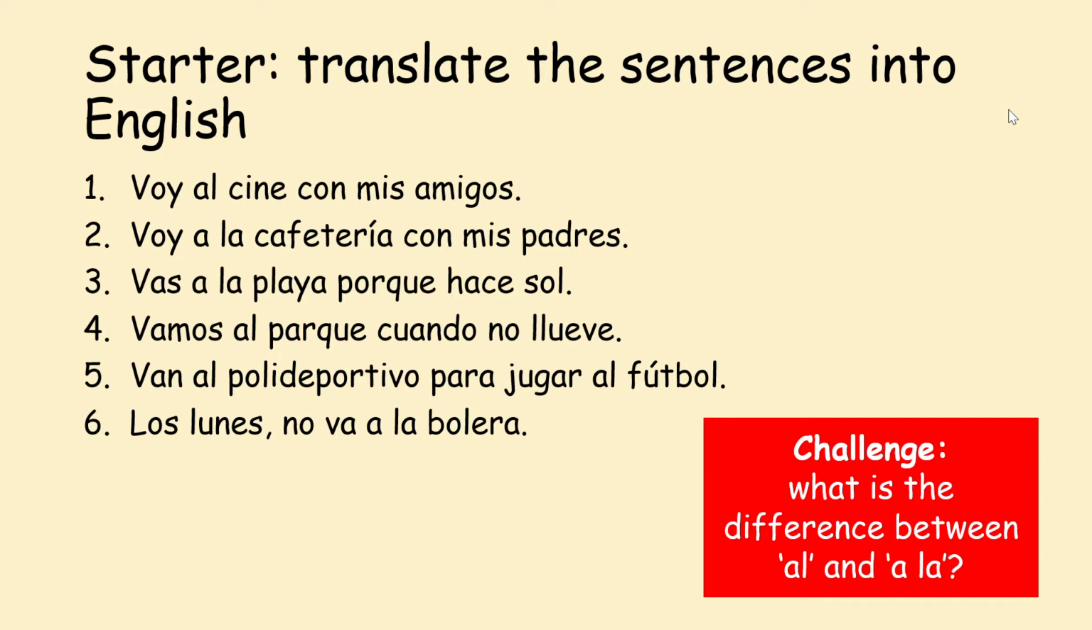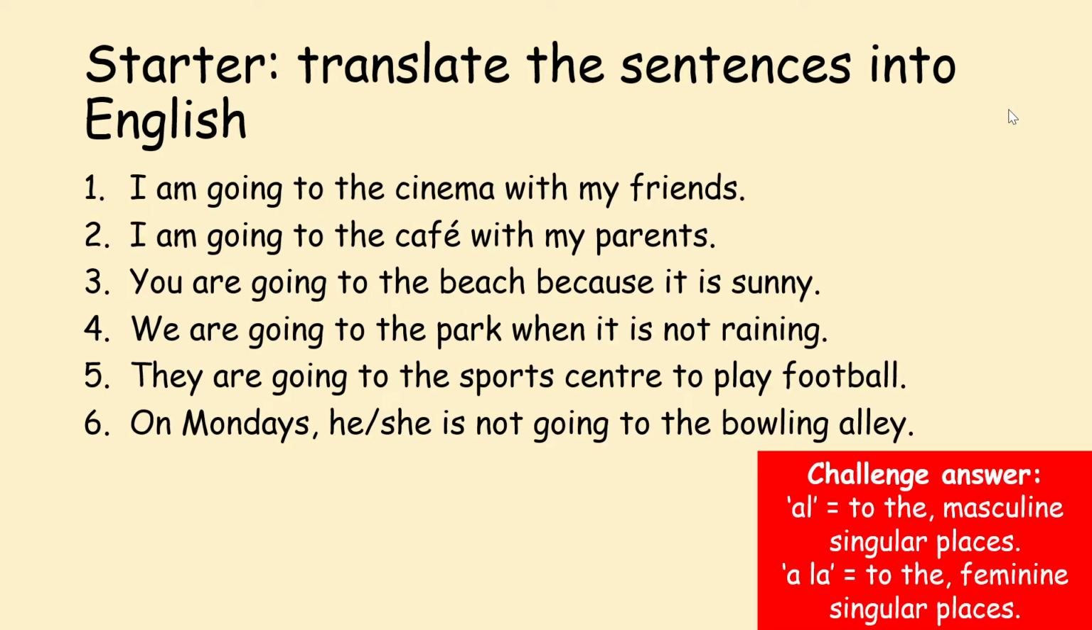Okay, so hopefully these are the answers you have. Let me quickly explain the challenge answer. So al means to the, and it's used for masculine singular places. For example, the cinema, el cine, voy al cine, I go to the cinema, or I'm going to the cinema. And for a la, it also means to the, but it's for feminine singular places. So the bowling alley, for example, la bolera changes to voy a la bolera.